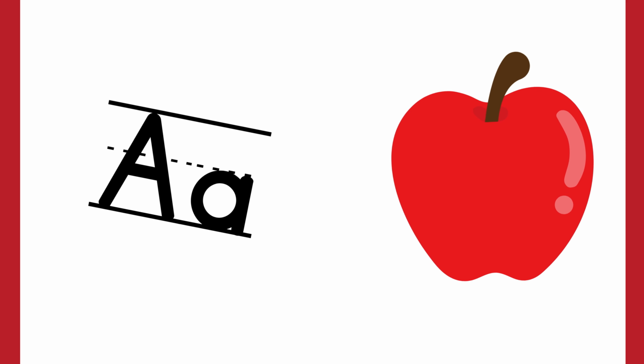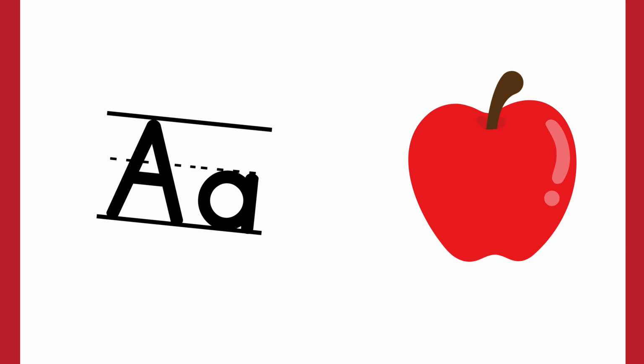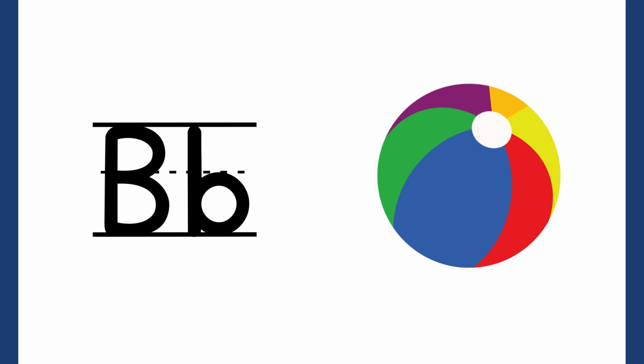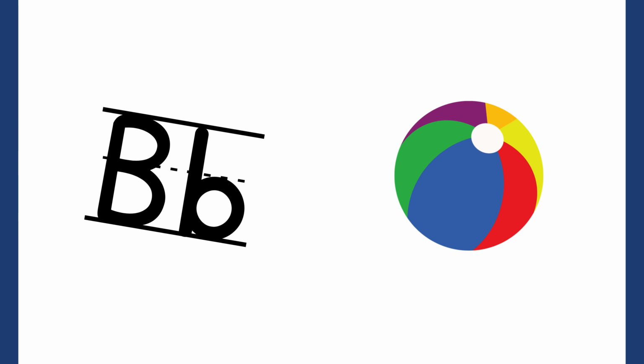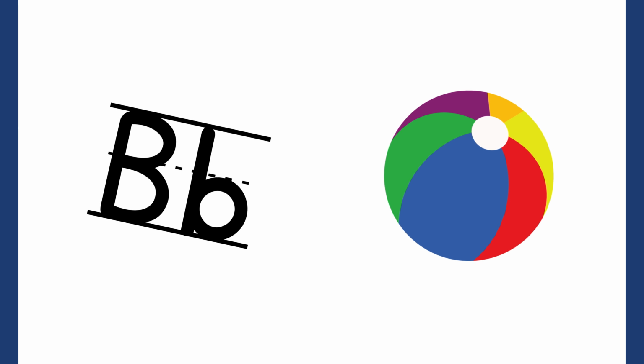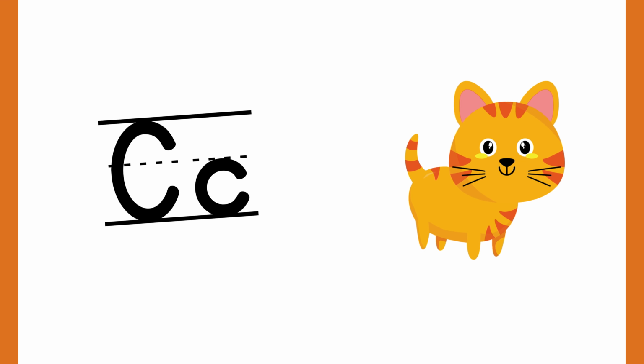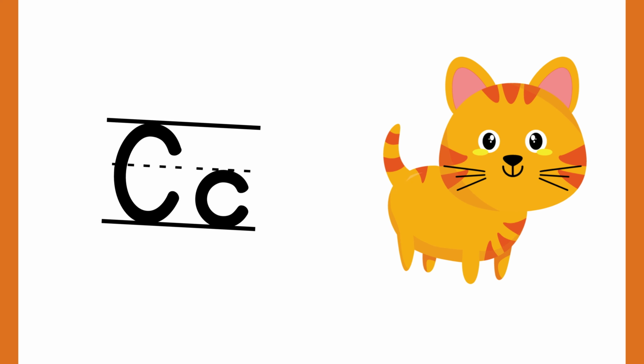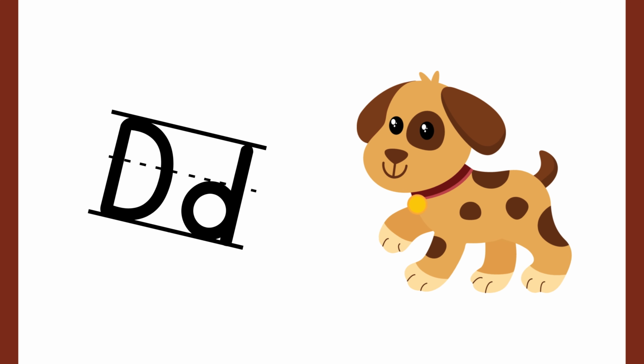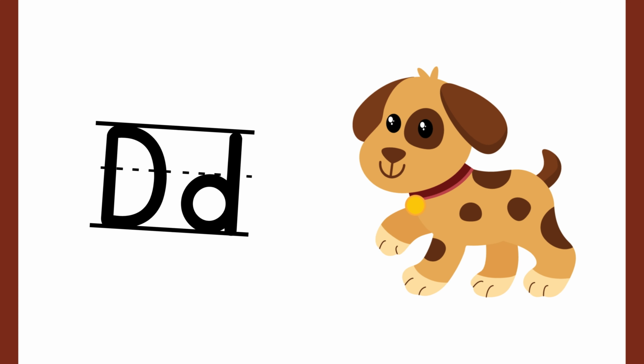A, and A is for apple. B, and B is for ball. C, and C is for cat. D, and D is for dog.